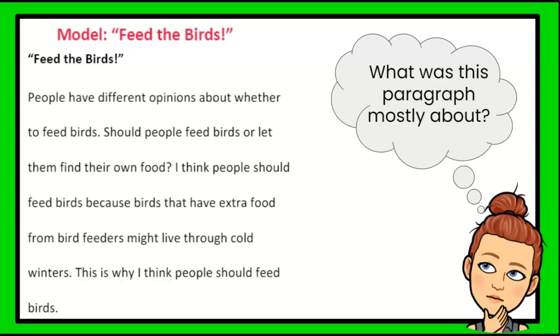So, what is this paragraph mostly about? When I think about this, I'm going to read the title. I always feel like the title gives me a little bit of a hint of what the paragraph is about. Feed the birds. Well, did they talk about feeding birds in there? Yeah. Awesome. It's about feeding birds and why they should feed birds.